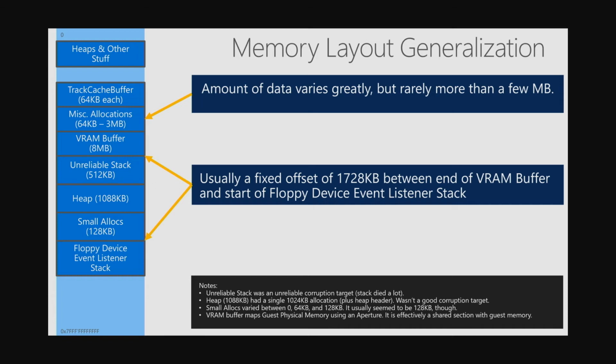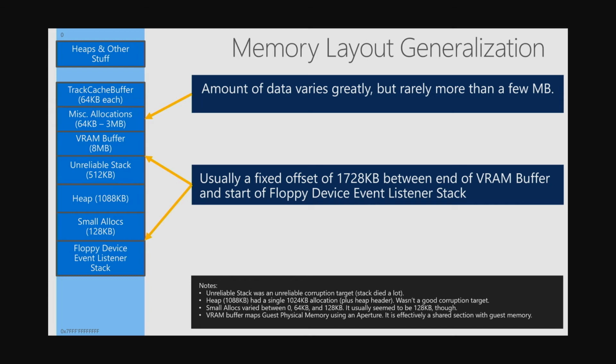There are a couple of interesting things here that I noticed. Near the top, we have the track cache buffer. After the track cache buffer, we had these allocations that I refer to as the miscellaneous allocations. They seemed to be typically anywhere from 64 kilobytes to 3 megabytes. This immediately messes up my plan, because none of these allocations looked like good corruption targets, and there was a totally variable number of them. After that, there was this buffer called the VRAM buffer. It's 8 megabytes big, and I'll talk more about that in a second.